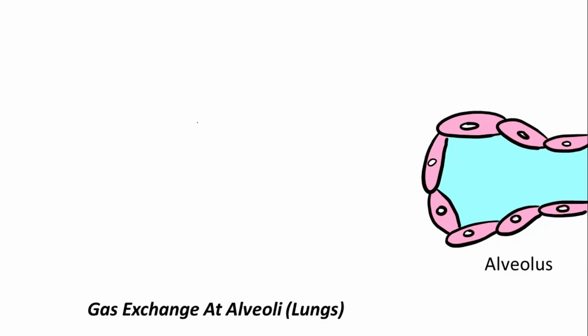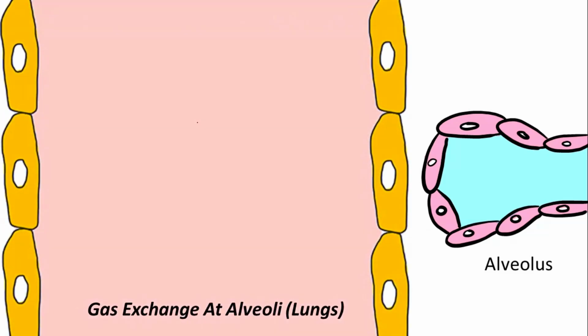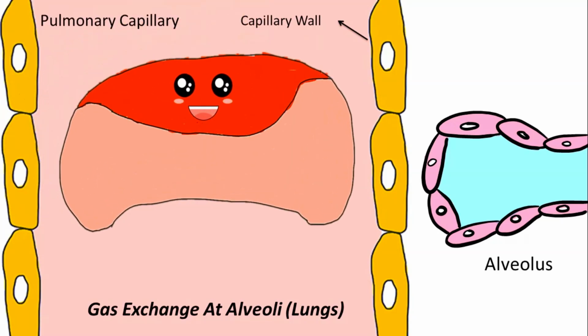So let's suppose this is an alveolus which is present inside our lungs. This is the gaseous exchange at the alveoli. It means that the capillary which you are going to see now is the pulmonary capillary. It is the capillary which is around the alveolus. Okay, so now here comes our red blood cell.